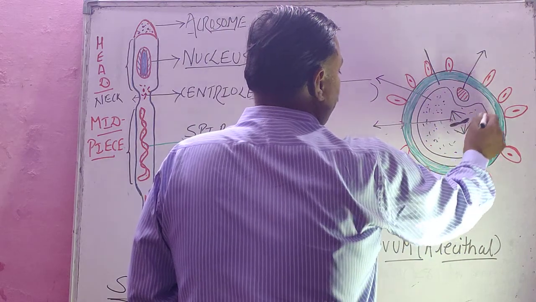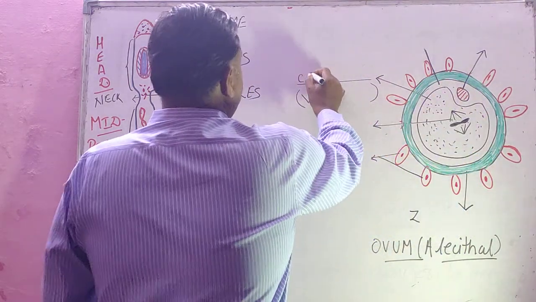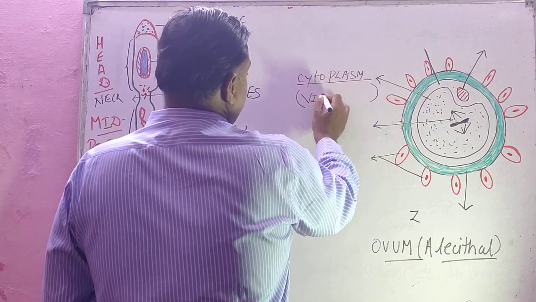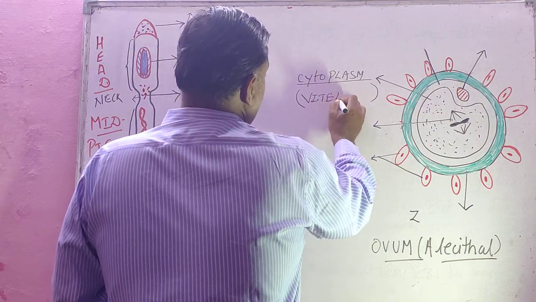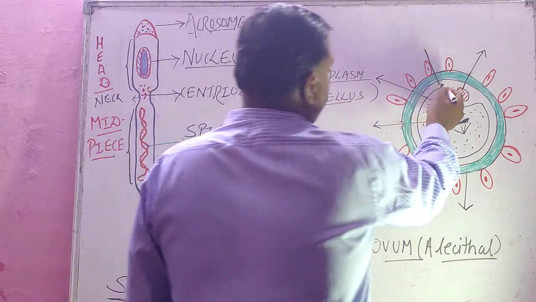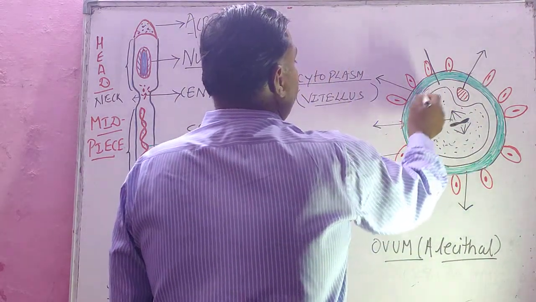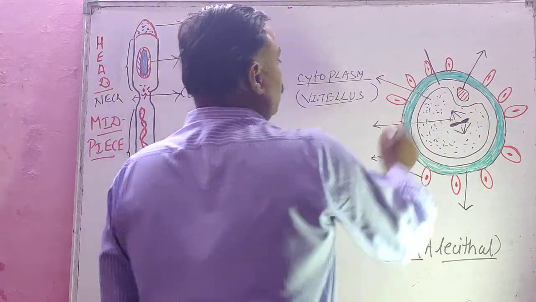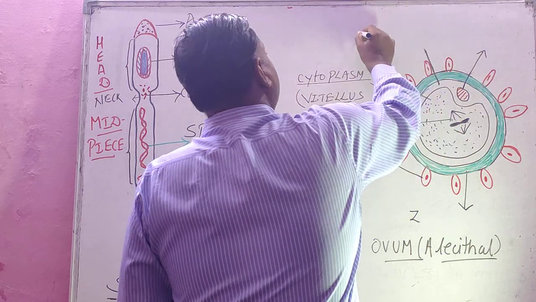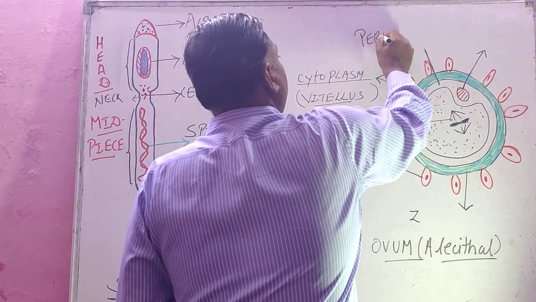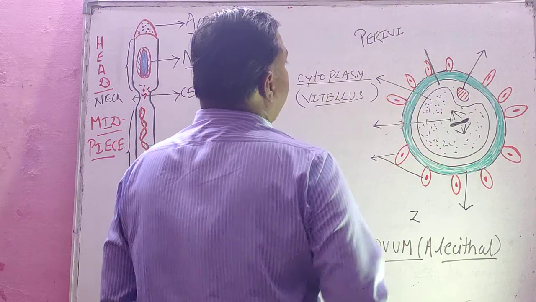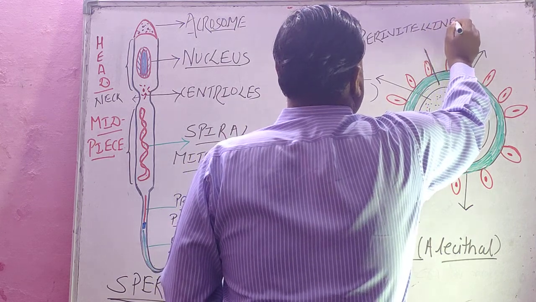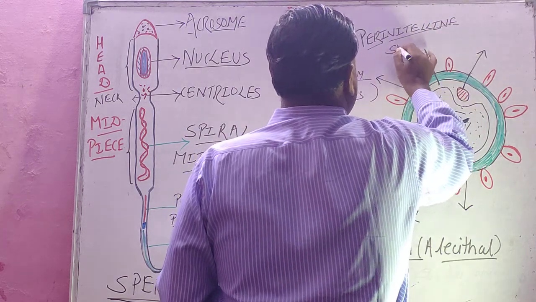Only the cytoplasm is there, dense cytoplasm. In biological language, cytoplasm is also called vitellus. So this membrane of the cytoplasm will be the vitelline membrane, and this space will be the perivitelline space. Peri means around, so perivitelline space.